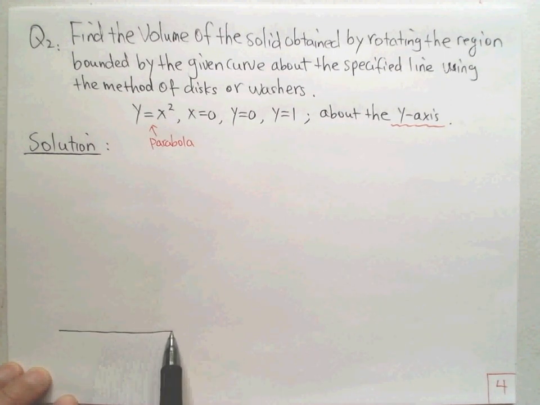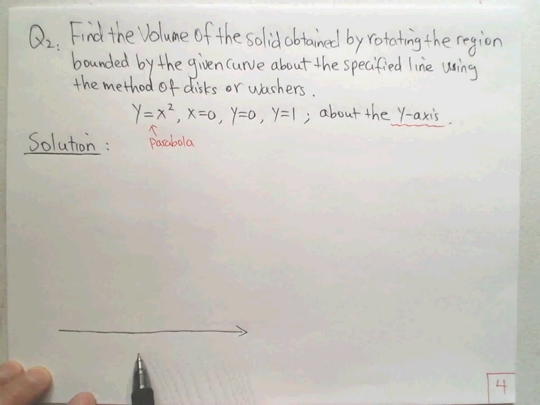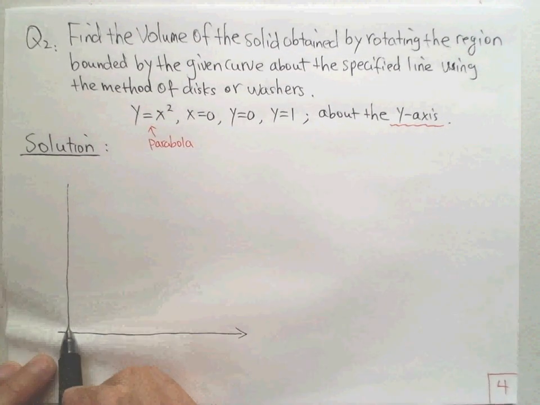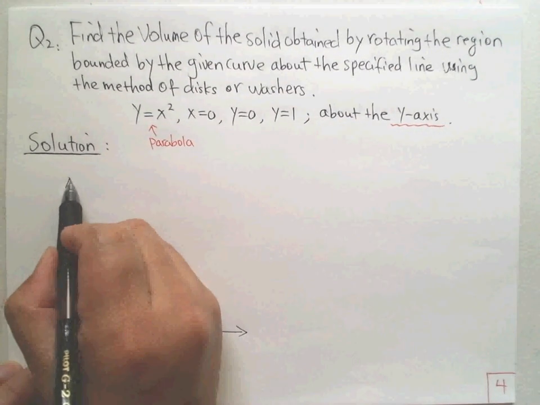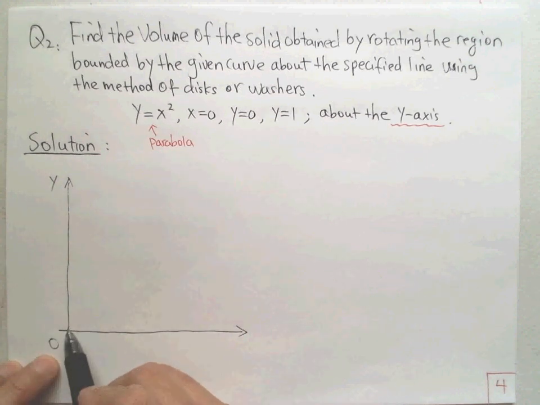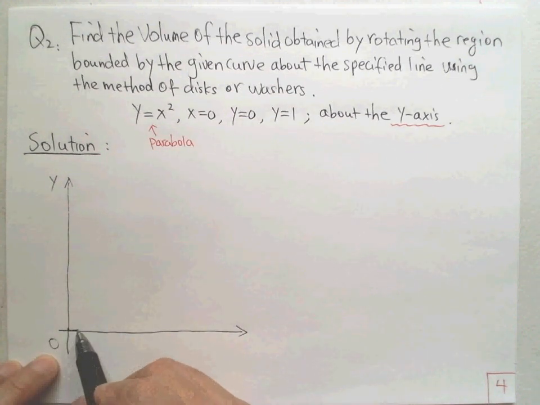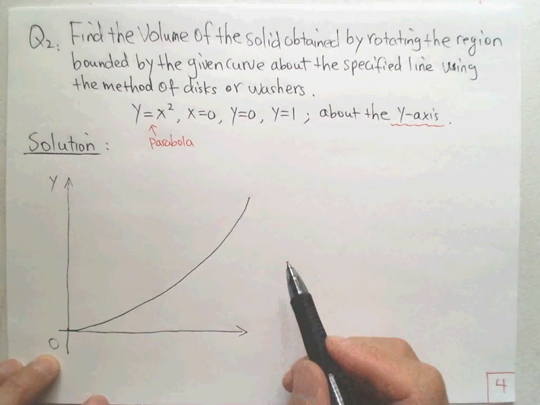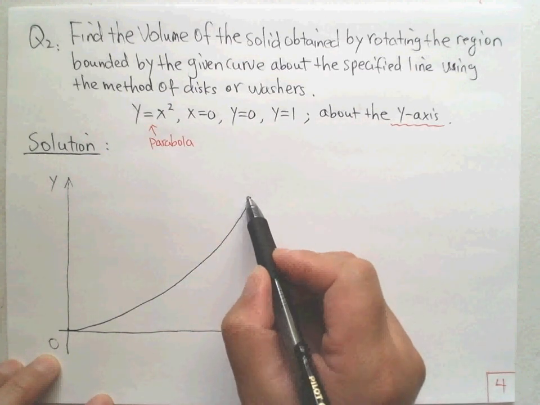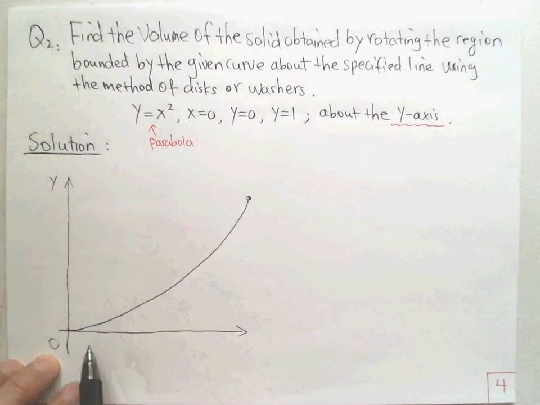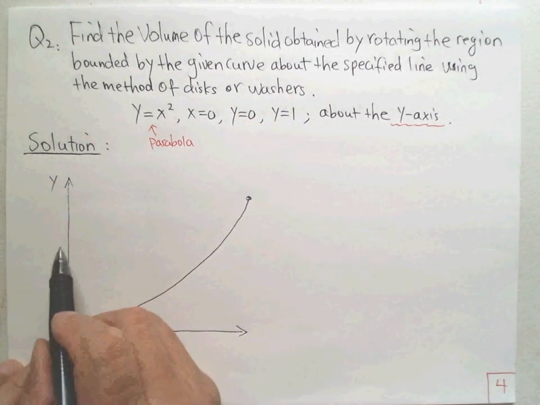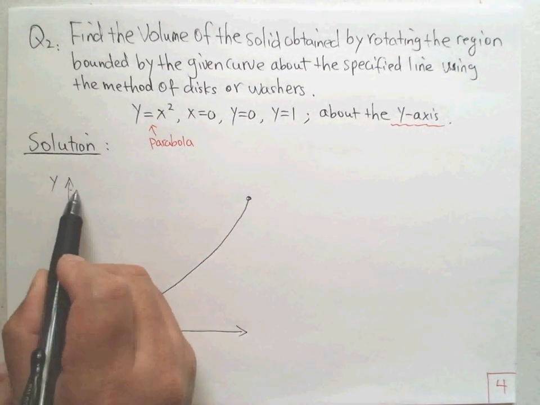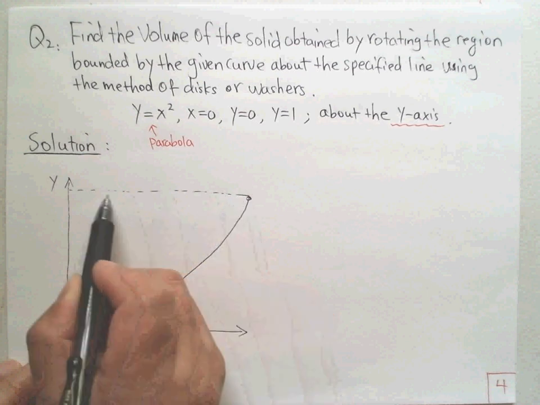So we look at the graph this time. I will draw the graph over here. This is the y-axis. This is the origin. Say this is y, and then the graph of y equals x square is like this. And x equals 0 is this. x equals 0 is the y-axis. y equals 0 is the x-axis. y equals 1. So that's why I put it here.